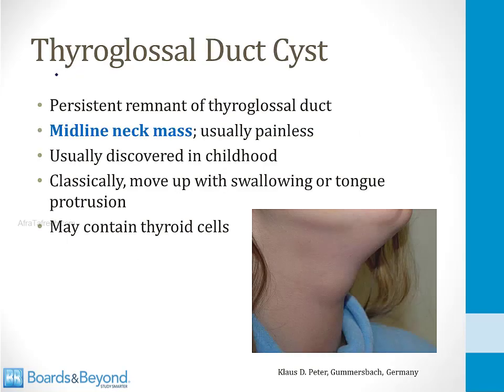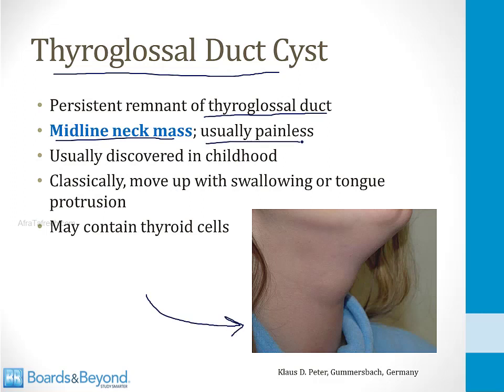Some patients have what's called a thyroglossal duct cyst. This is a persistent remnant of the thyroglossal duct. It presents as a midline neck mass that's often noticed by the patient, as shown in this example on the screen here. It's usually painless, but the patient will present it to their doctor out of concern for the growth in the neck. It's usually discovered in children. And classically, it will move up with swallowing or tongue protrusion, and this is because it's a remnant of the thyroglossal duct and it still has some connection to the mouth and the tongue, and that's why it moves when you swallow or protrude the tongue. And sometimes it even contains thyroid cells when you remove the neck mass and look at it under the microscope.